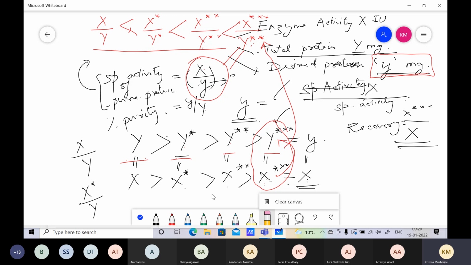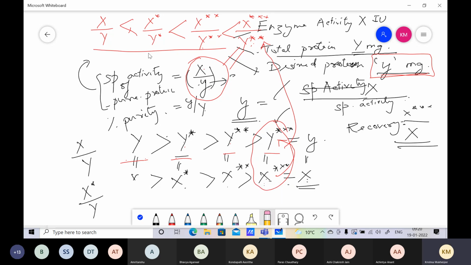You go back, sit down, and put numbers if you are not very comfortable with X and Y's. Put 100 milligrams and then 90 and 80 and 60, and put 200 units, 150 units, and so on, and see how it changes. Make a table. Or I will ask Arunakshu to give you a table of activities and proteins and ask you to calculate recovery, percentage purity, fold purification, and so on.